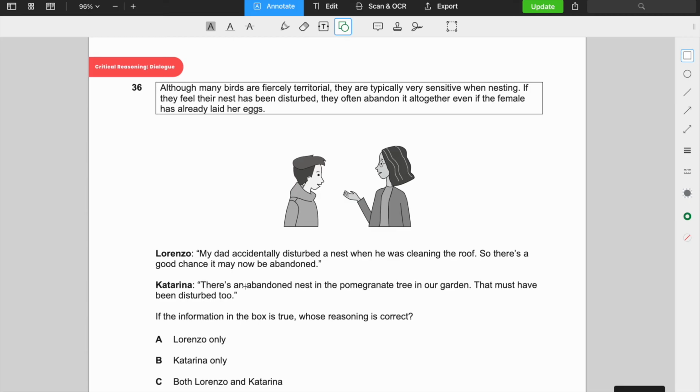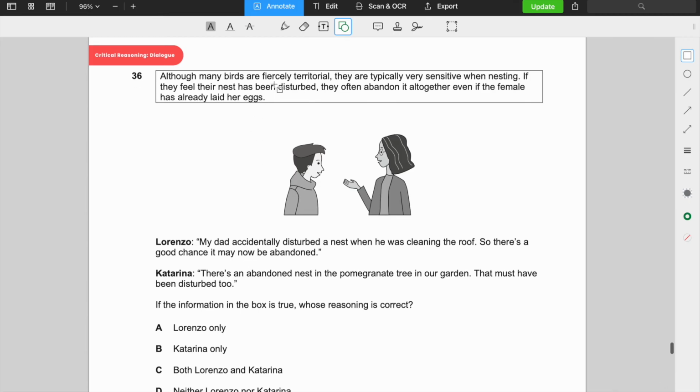Question 36. Although many birds are fiercely territorial, they're typically very sensitive when nesting. So territorial just means that you really care about the property or your territory. So they are very, very fierce about guarding their territory, so the land or the area or their place of habitance. They're typically very sensitive when nesting.